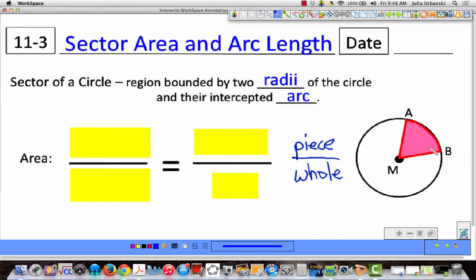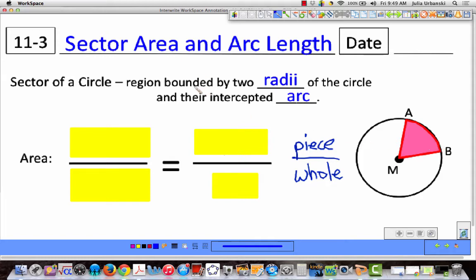Arc length is a different thing. So fill in the definition. Sector of a circle is the region bounded by two radii, MA and MB, of the circle, and their intercepted arc, the arc right between them, or between the two radii.